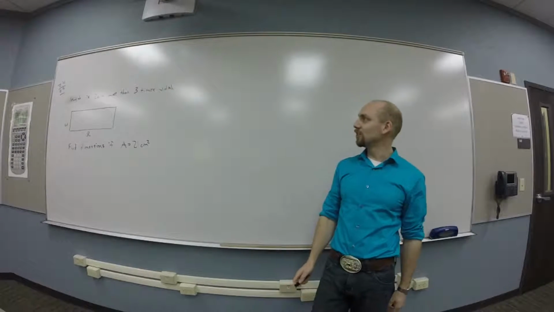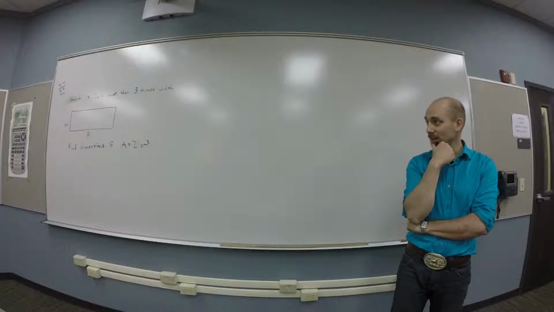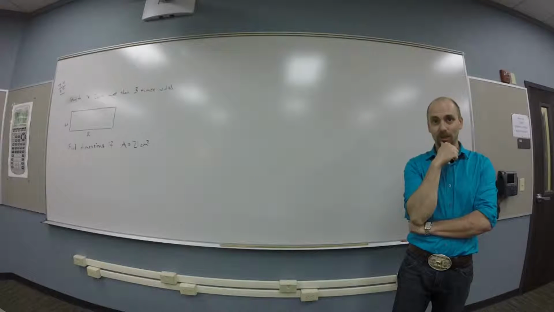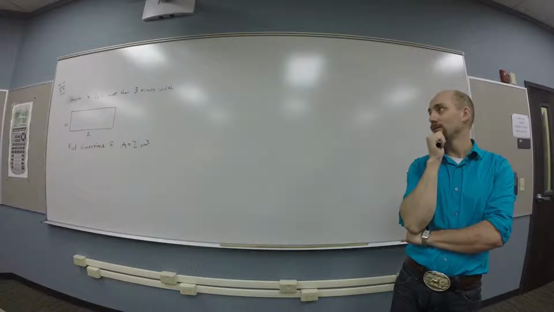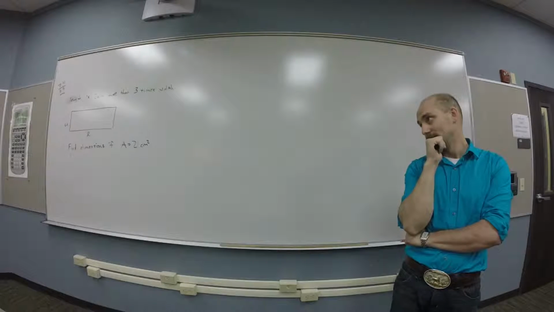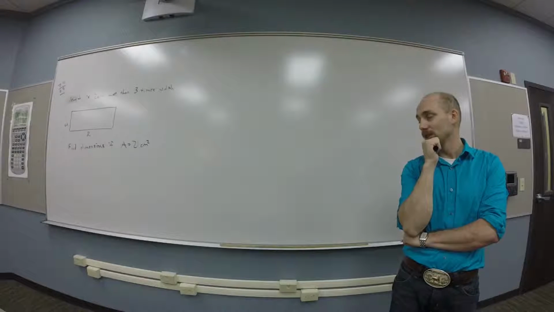All right, so let's do number 9 in 7.4, which says we have a rectangle, right? Like the one they drew for us. And they tell us the length is 2 centimeters more than 3 times the width. Then they tell us to find the dimensions if the area is 21 centimeters squared.